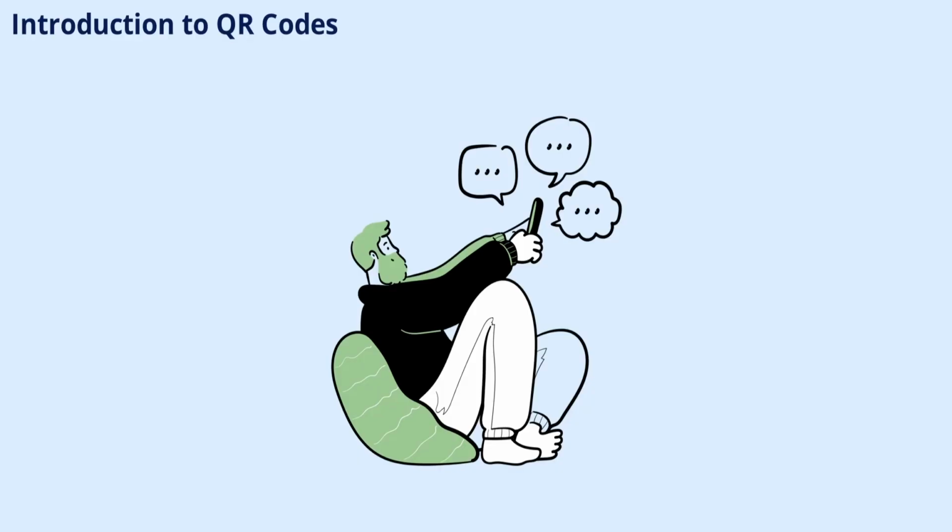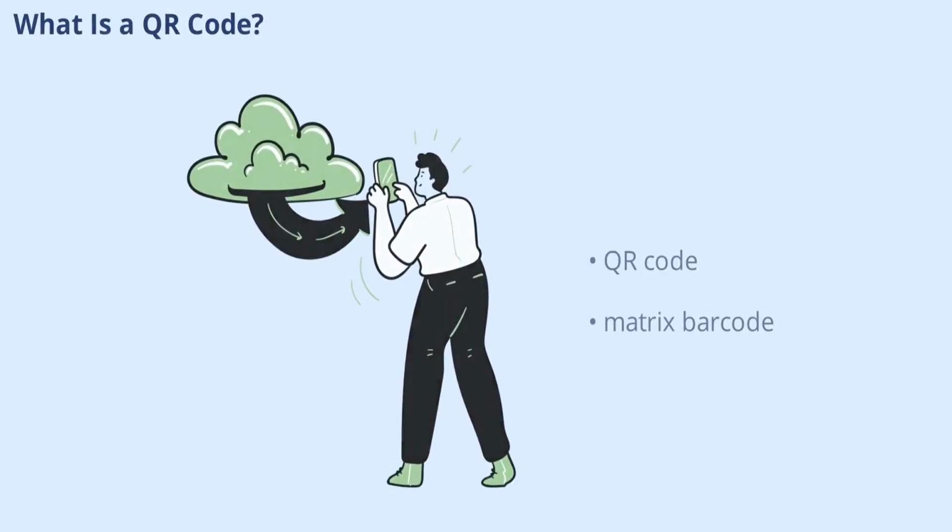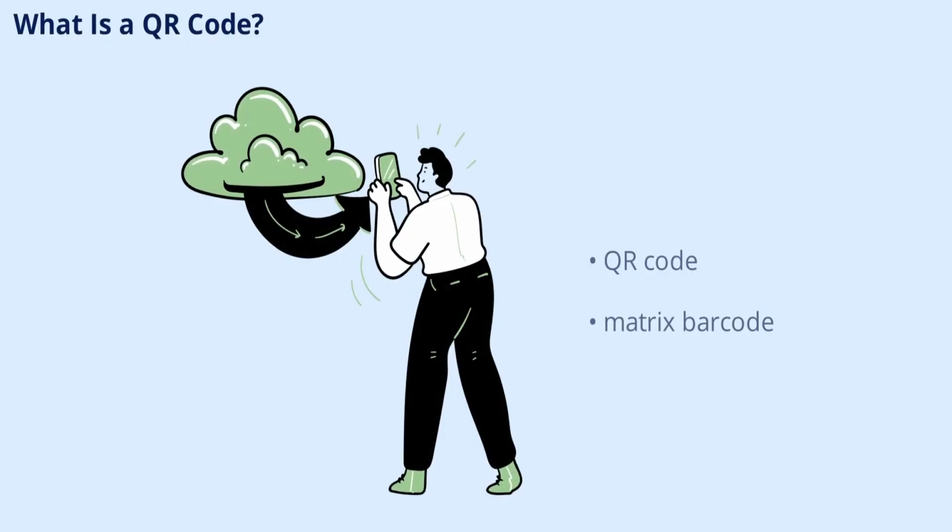Let's start by understanding what a QR code is and why it's become such a popular tool for sharing information quickly and efficiently. QR code, short for Quick Response Code, is a type of matrix barcode invented in 1994. Unlike traditional barcodes, which store data in a series of lines, QR codes use a grid of black and white squares to encode information. This design allows them to hold much more data and be scanned from any angle. QR codes can store website links, contact details, Wi-Fi passwords, and more. Their versatility and speed have made them a staple in both business and everyday life.